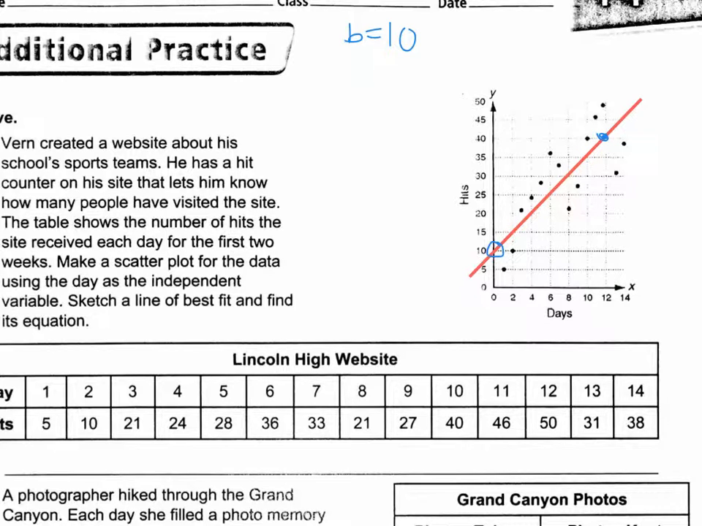Don't just count rise and run, because sometimes your units are not the same. Like right here, it's not going by 1s, it's going by 2s. And up here, it's not going by 2s, it's going by 5s. So it's important that you actually pick coordinates to calculate your slope. This coordinate right here is the coordinate (0, 10), because it is. And then let's go to this coordinate over here, and that coordinate is (12, 40).